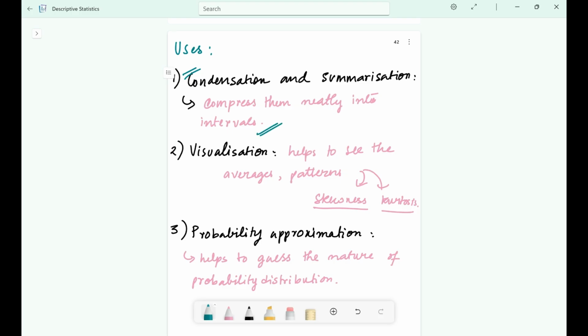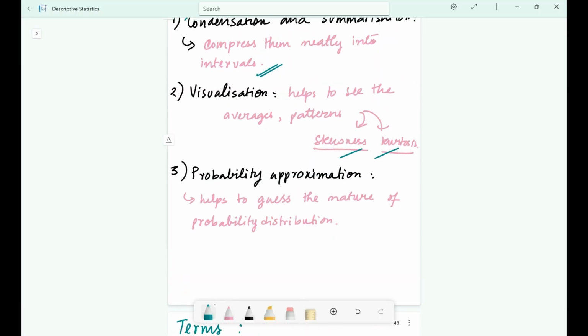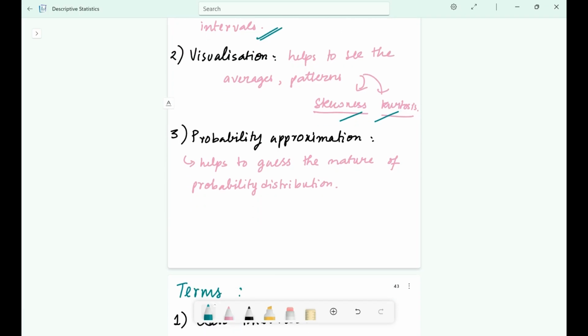Next is visualization. What is that? It helps us easily see the averages, patterns like skewness, data leaning left or right, or whether everyone flunked together. Now, these topics like skewness and kurtosis will come later in the chapter. We will discuss it then. The third reason is probability approximation. It lets us guess the nature of probability distribution in the population, like predicting how likely you are to binge watch 5 hours of Netflix again.